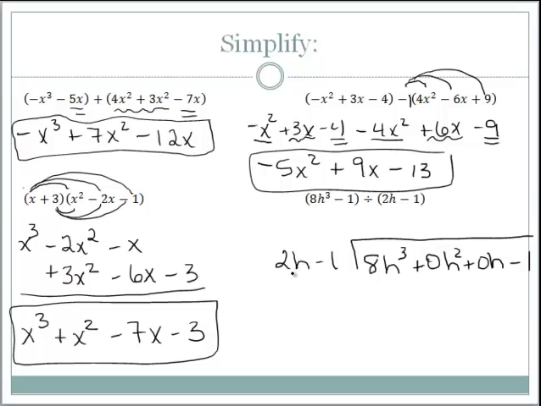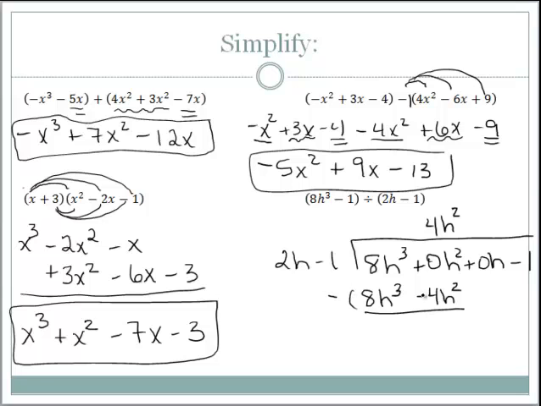What do you multiply by 2h to get 8h cubed? You need a 4 to get the 8, and you need 2 more h's to get h cubed. So we need 4h squared. I'm going to put that over its like term. Now we multiply this by both of these terms. 4h squared times 2h, and 4h squared times negative 1.